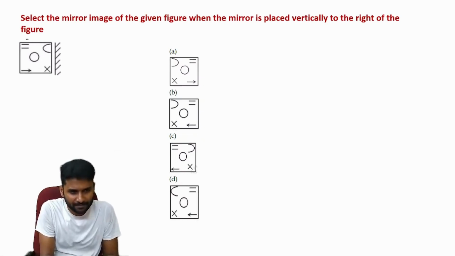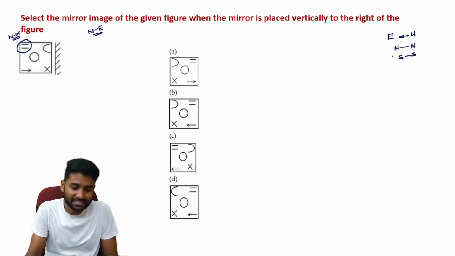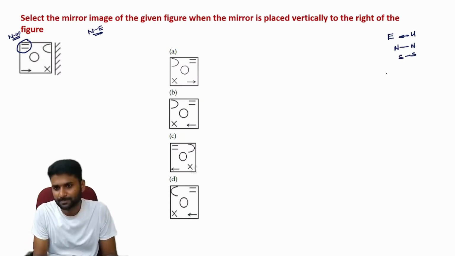You observe here, this is exactly the extreme northwest corner. In any mirror, northwest becomes northeast. Guys, in directions, remember that east always becomes west, north always stays north, south always stays south. But east becomes west, west becomes east. If you check with the corners, northeast becomes northwest, southeast becomes southwest.